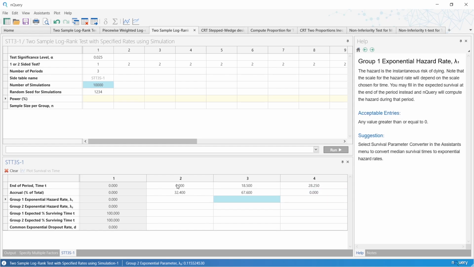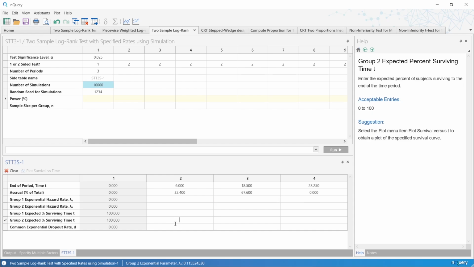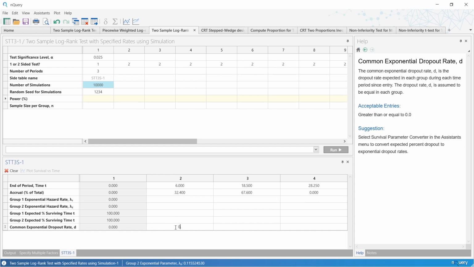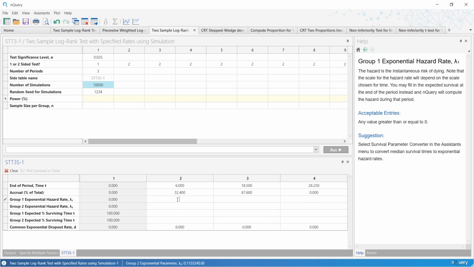So we're saying basically this is equivalent to saying there was constant accrual from time 0 to 18.5, at which point we stopped accruing new subjects. And then we get into the dropout problem. Let's just set that to 0. We're not assuming any dropout in this particular example. So then let's set up what we think is going to happen.